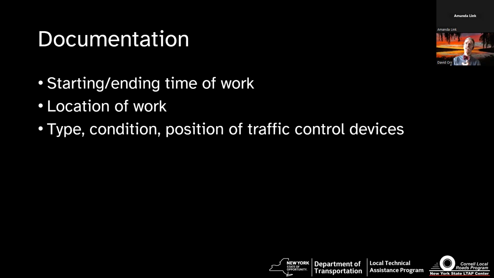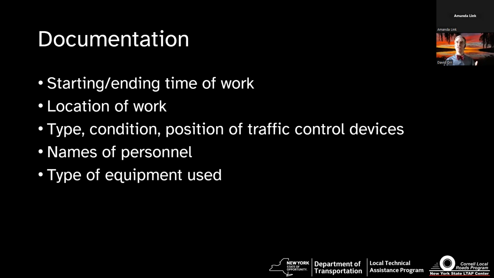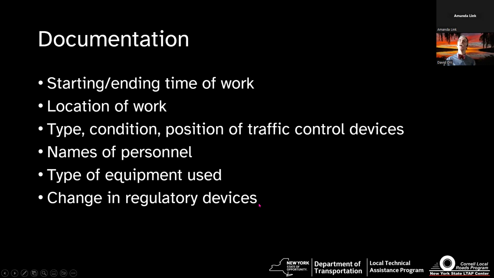And then, of course, the type, condition, and position of the traffic control devices. And again, take a picture, and every one of us has a phone now. Okay, we can take a picture with our cell phone afterwards, and we've got documentation. But write things down like who's on the job, what equipment is being used. Okay, so these are all important things. If you're not using a specific device, write down the differences. If you change the speed limit for the day, write that down as well. Okay, so write down what you need to do.